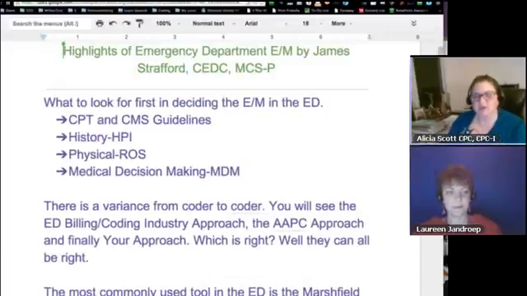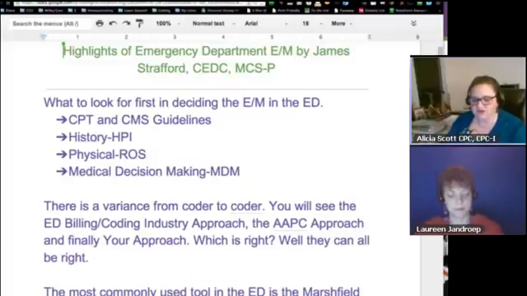Now when you're coding for the E&M leveling and doing the ER, you have some basic things you need to look for, just like the other E&M coding. Your CPT CMS guidelines, the history or the HPI, the physical, which is going to have your review of body systems and stuff, and then your medical decision making. And it seems like the medical decision making really kind of throws everybody for a loop in the ER when they do the coding.